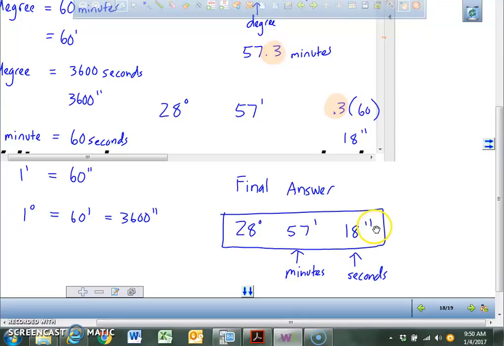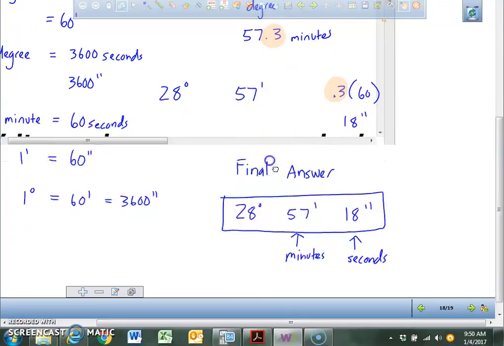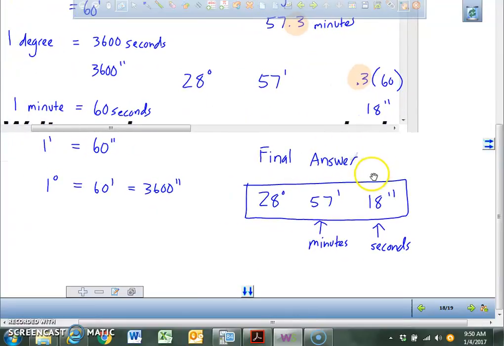I want you guys to try to do number 2 on your own. See if you can come up with your final answer. See if you agree with each other.